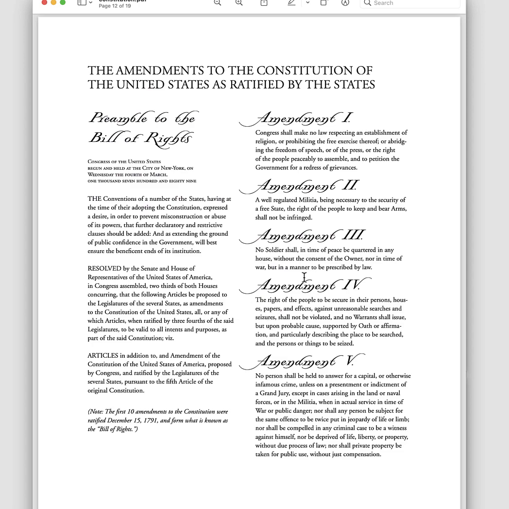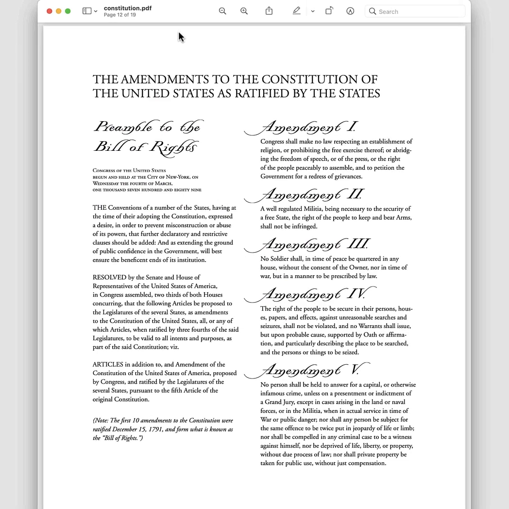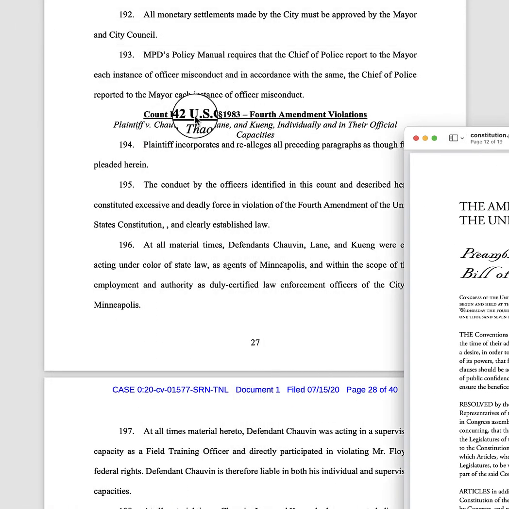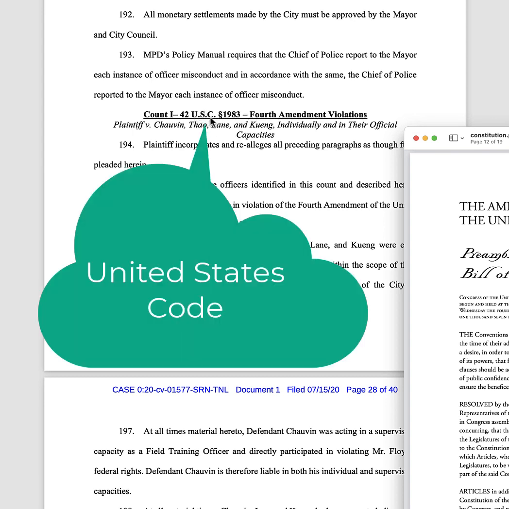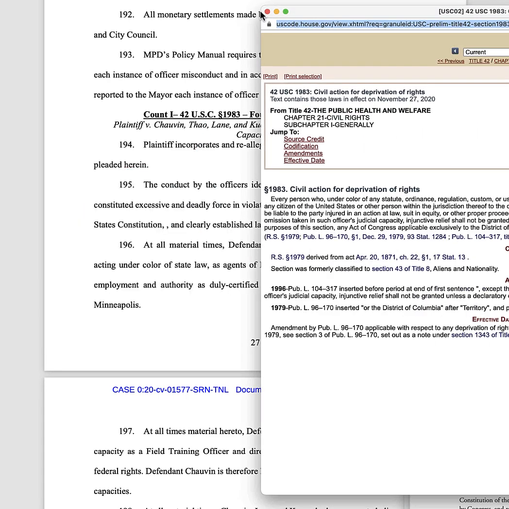Now, if you recall, the complaint also referred to something called 42 USC 1983. USC stands for United States Code, so these are federal statutes. Federal statutes are organized in volumes called titles. 42 is the number of the title, and this is Section 1983. Let me bring that up real quickly here.